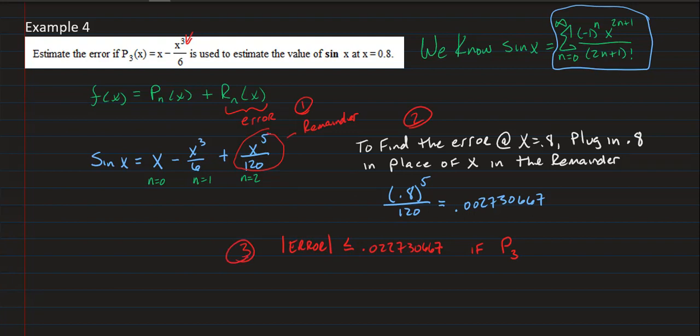The final answer is going to be the error is going to be less than or equal to 0.0027. And that gives you the upper bound for your error. And this wraps up section 10.9.